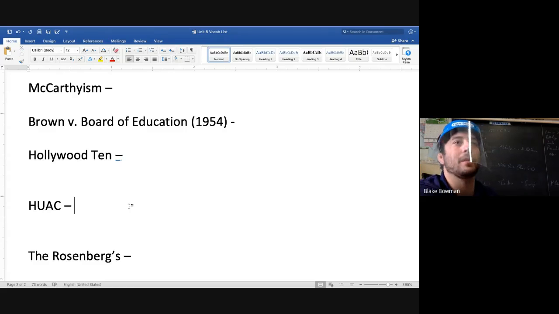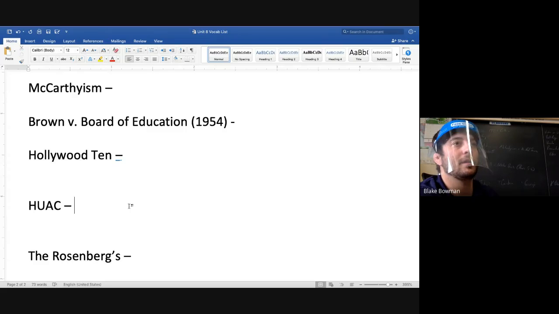So what do you think happened to these 10 actors and actresses? Do you think they ever had a job in Hollywood again, making movies? No. Just from them not answering any questions or going to any of these hearings to see if they're communists, they lost their jobs pretty much.